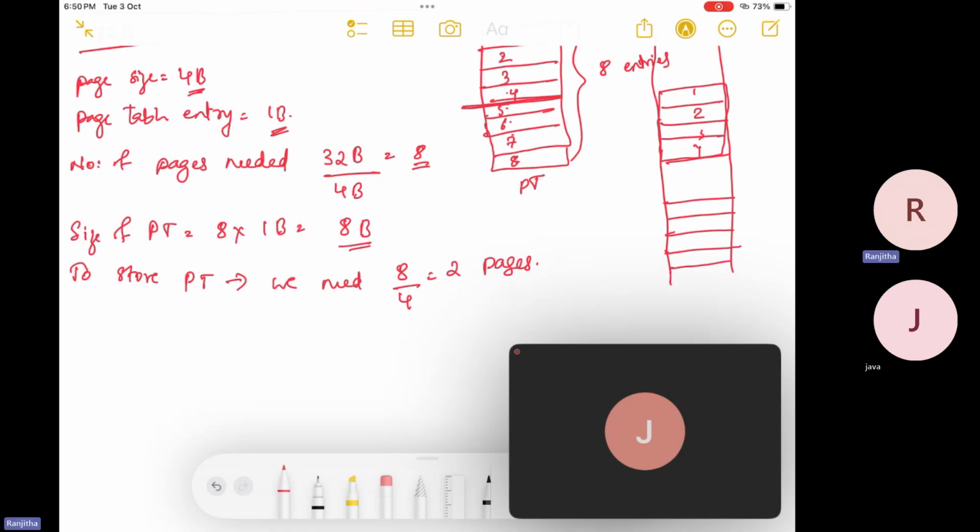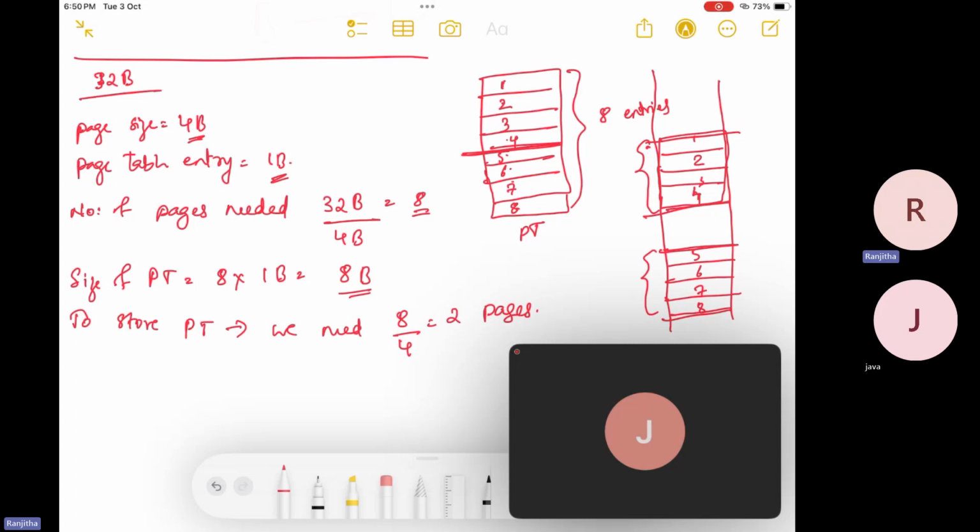It could be here. So this is the first one, and this is the second one. 6, 7, 8. So these are the page table entries for this particular process. So it could be in this portion of the physical memory, and it could be in this portion of the physical memory. But how does the memory management unit know where this particular page is present in the physical memory? We need to provide that information also.